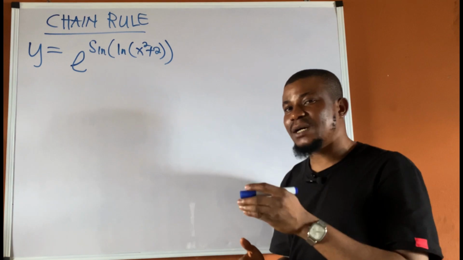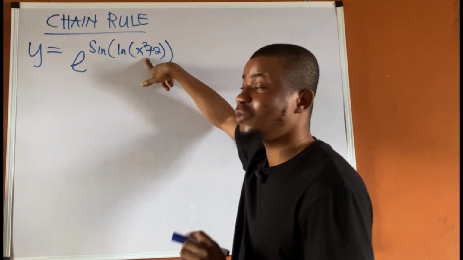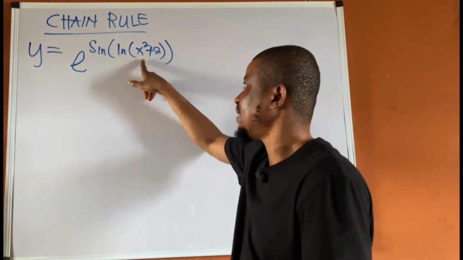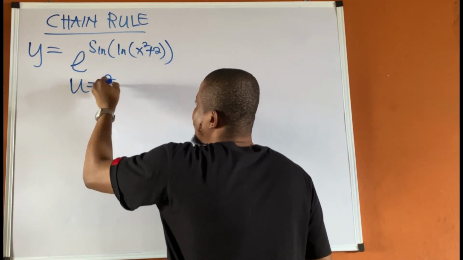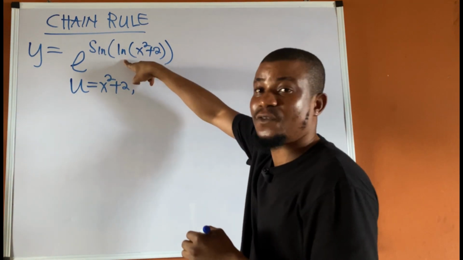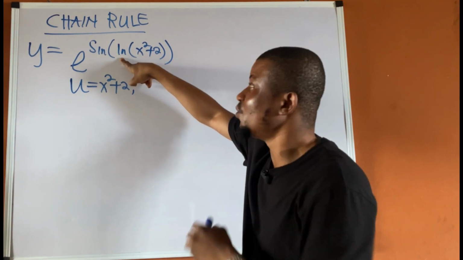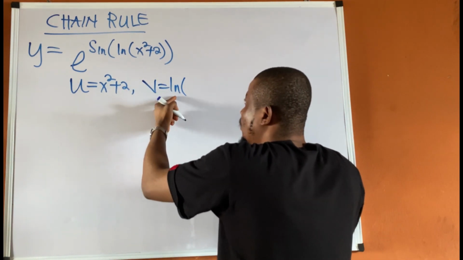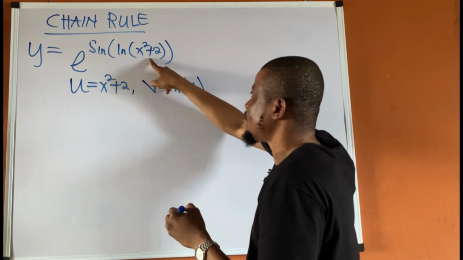Like I said, we go to the innermost function. The biggest function here is the exponential function, right? We go to the innermost function, we identify it to be u, because it's a direct function of x, u of x. So our u here will be x squared plus 2, right? After this innermost function, the next function is the logarithmic function. If this is u, this will be v. You name them accordingly. My v is a logarithmic function, ln something, which is ln u, because this is u.